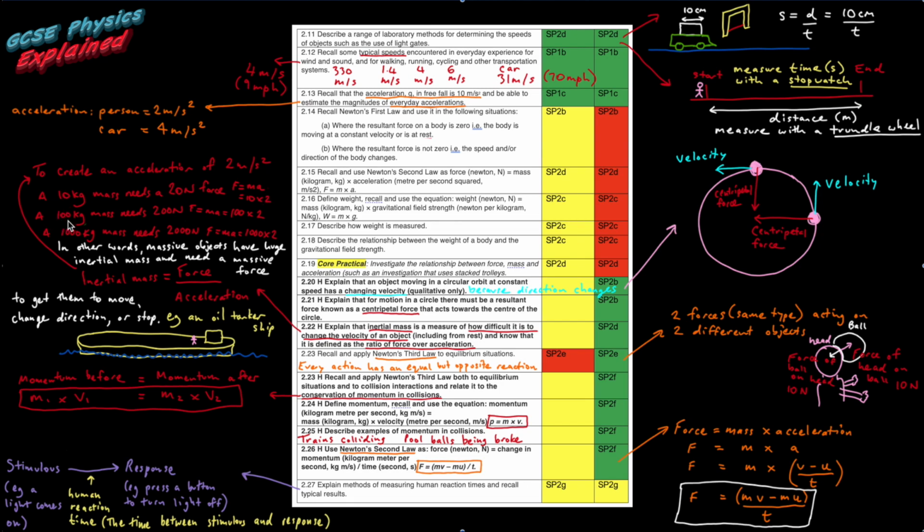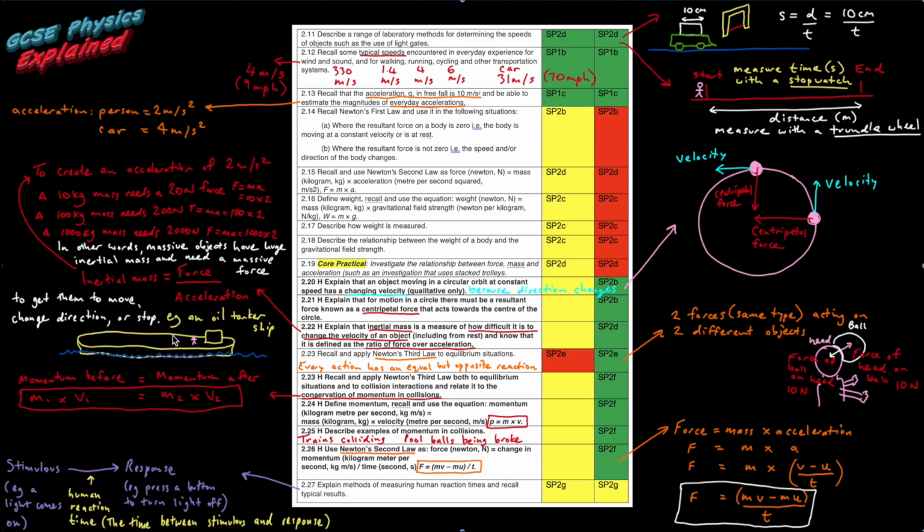If you had a mass that was 10 times bigger, then you'd need a force that was 10 times bigger in order to create the same acceleration. And what if you had an object that was 100 times bigger? Then you'd need a force that was 100 times bigger as well. So in other words, massive objects have huge inertial mass and need a massive force to get them to move, to change direction or to stop.